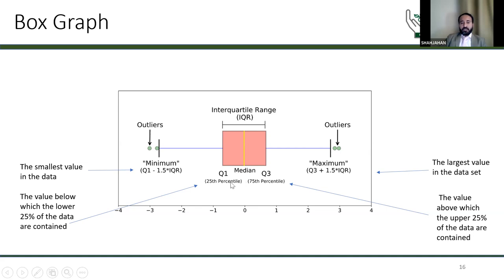Sometimes they use percentile instead of percentage. So don't be confused between percentile and percentage. The 25th percentile, what does it mean? It is the value below which the lower 25% of the data are contained, meaning less than this value is 25% of the data. And here quarter three is known as the 75th percentile. What is the meaning of the 75th percentile? The value above which the upper 25% of the data are contained.